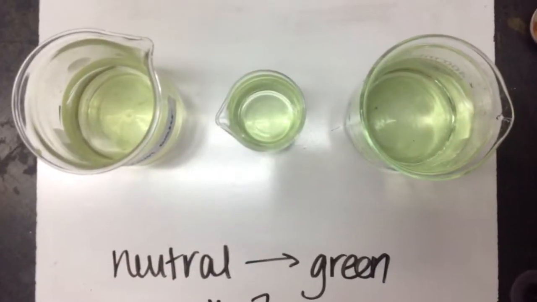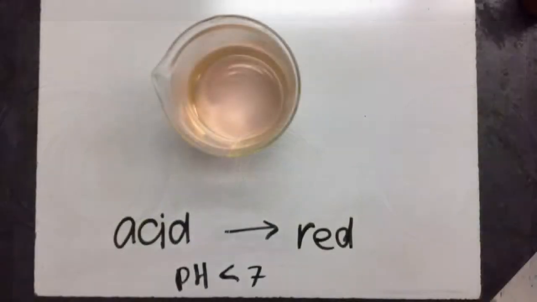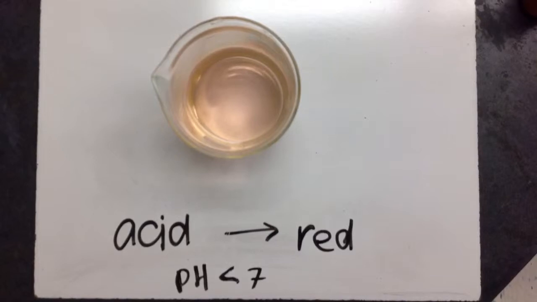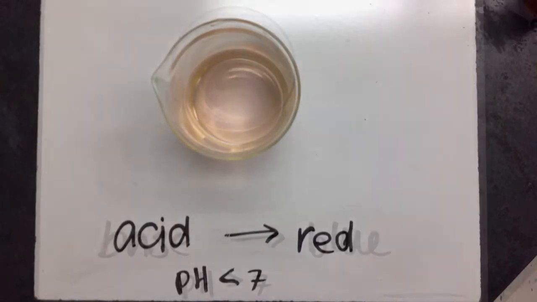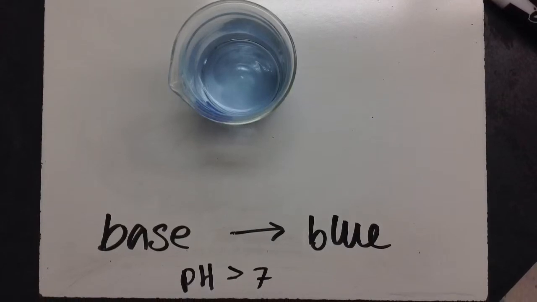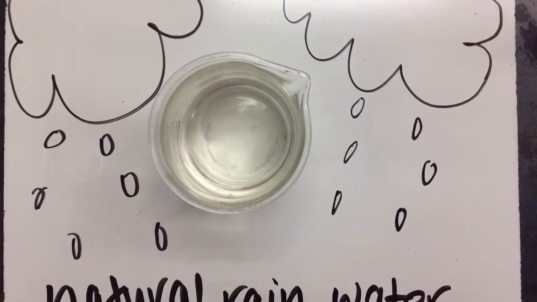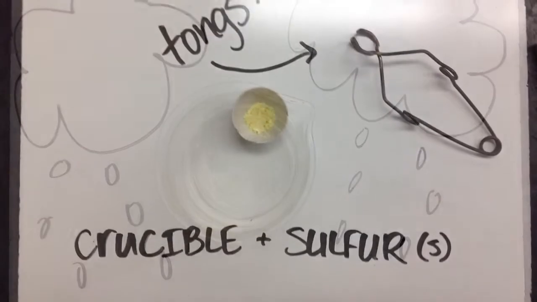As you can see, the neutral solutions with a pH of 7 have a color of green with this universal indicator, while the acidic solution with a pH of under 7 is more reddish in color. And finally, the basic solution with a pH greater than 7 is bluish in color. The natural rainwater was a clearish green color, indicating that it has around a neutral pH.